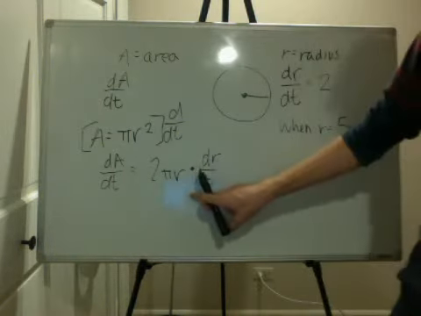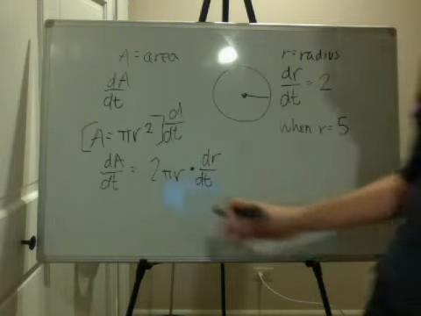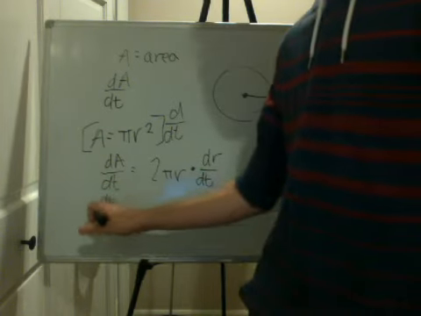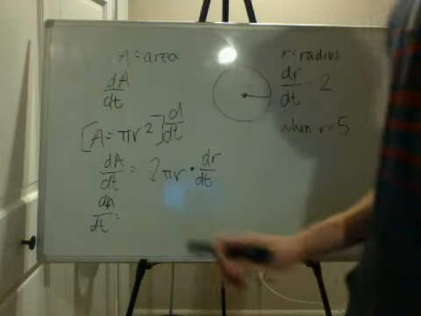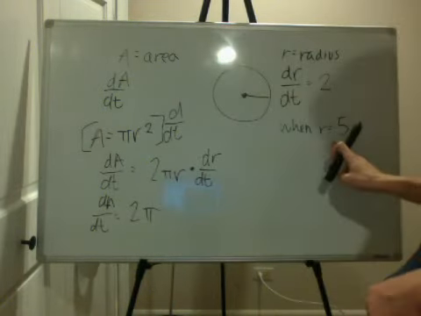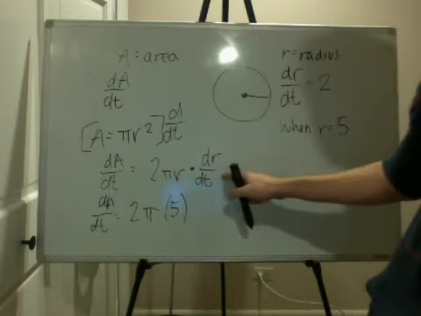So this is the derivative equation, and we know some of these values that we can now plug in. So we're solving for the dA/dt, so we'll just leave that on its own side. 2 pi times, we want the radius, which we know because we're solving for when the radius is 5, times dr/dt, which is 2.